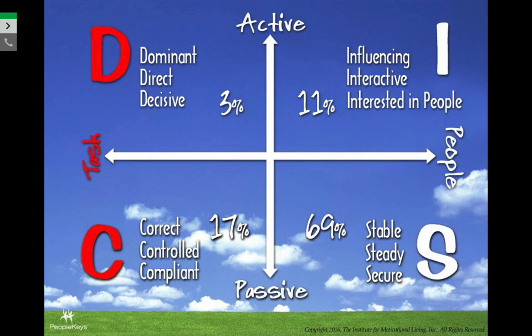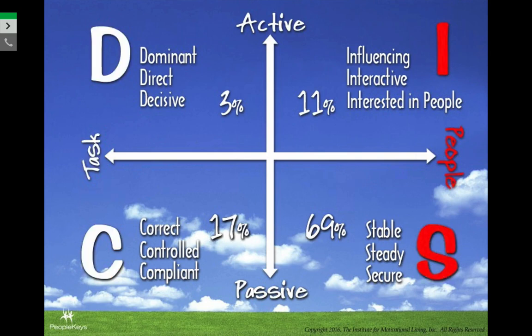Then you look at your task-oriented. That's going to be your high Ds and high Cs. They're focused on completing the task, getting it done. And then your high Is and S's, they're more people-oriented. They're focused on building the relationship.